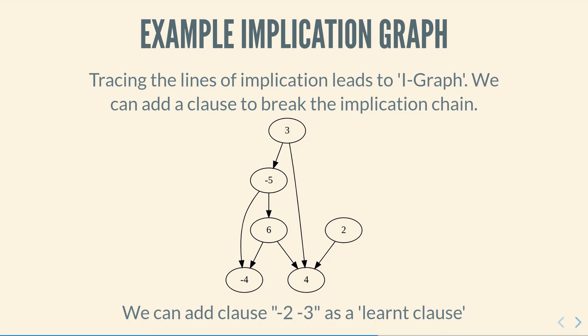3 is false, 3 is true and 6 is true implies that, together with 2 being true, implies that 4 is true. And we have a contradiction on 4, right? Because that implication chain means that 4 is false and 4 is true, which is contradicting.